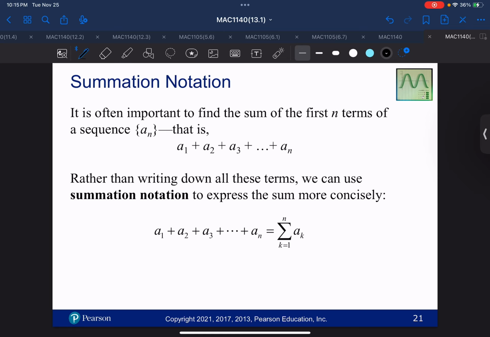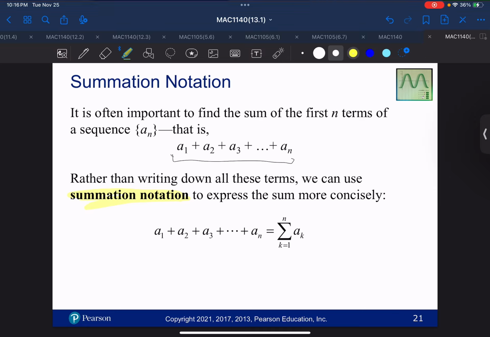All right. So sometimes we might be asked to find the sum of the first n terms of a sequence. So that would be adding the first n terms together, like you see here. And rather than writing down all these terms, we can use summation notation to express the sum more concisely. So a sub 1 plus a sub 2 all the way to a sub n. This is the same thing as the sum.